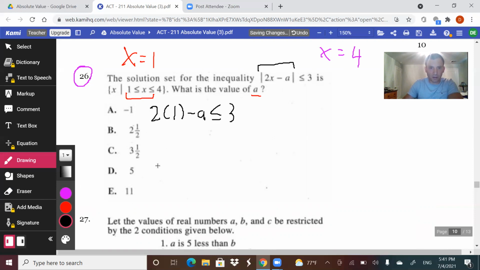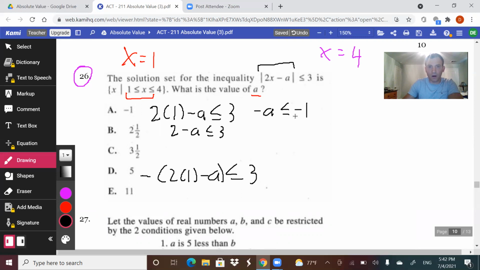Or the other possibility, and I'll do it down here, is the opposite of 2 times 1 minus a. If you remember from earlier, the two possible solutions are either the thing itself is less than or equal to 3, or the opposite of the thing itself is less than or equal to 3. So if we do this one, we have 2 minus a is less than or equal to 3. So what we get is negative a is less than or equal to -1. And then divide by a negative, the sign has to flip. So a has to be greater than or equal to 1.